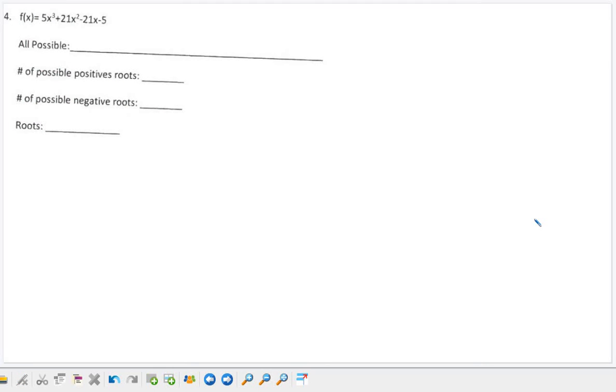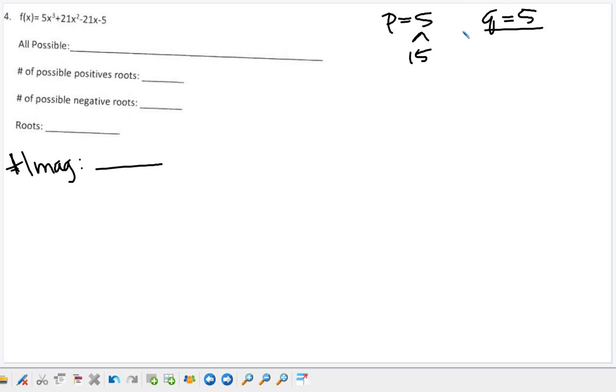Okay, so 2 more. So we have P. Again, we're going to do number of imaginary, so go ahead and do that. If you're pausing the video, make sure you do that number of imaginary. So P is 5 and Q is 5. So I have plus or minus 1 over 1, plus or minus 1 over 5. Plus or minus 5 over 1, and 5 over 5 is 1, and I already have 1, so I'm not going to put it twice.